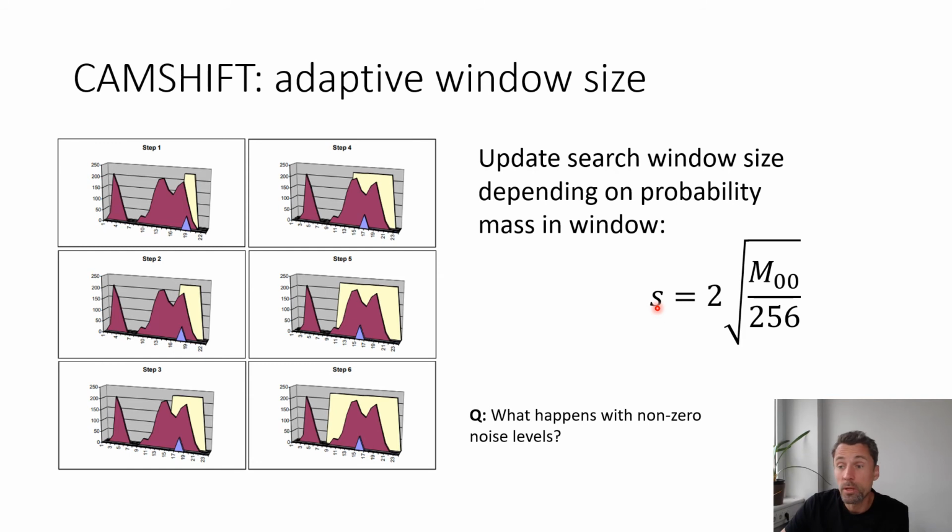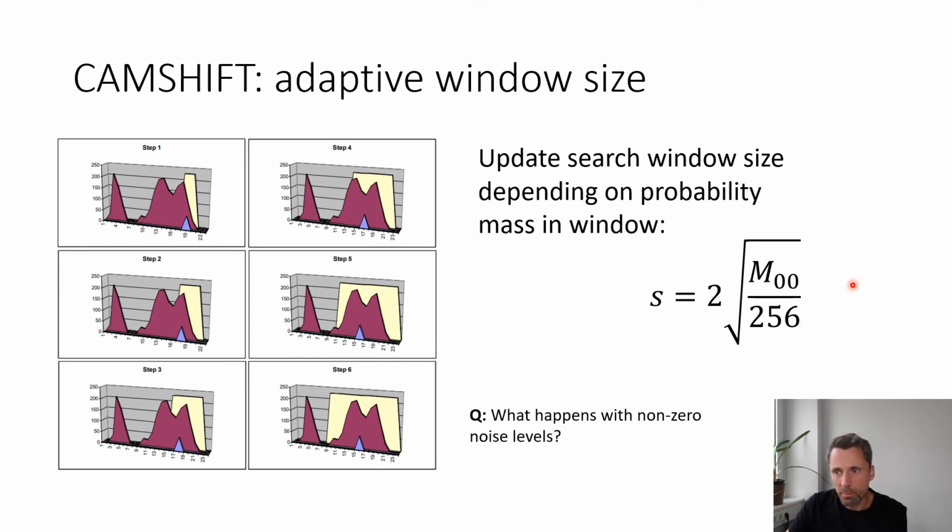So S, that's the window size. Let's think of this as the width and height of a quadratic search window. And that's just a function of the 0th moment, so the actual sum of probability mass divided by a constant. And then since this is a function of the area, we then use square root to have something that relates to the width and height. Obviously, this is something that people just heuristically found.